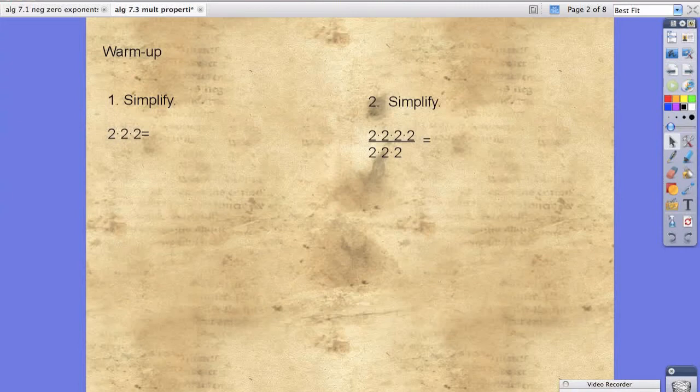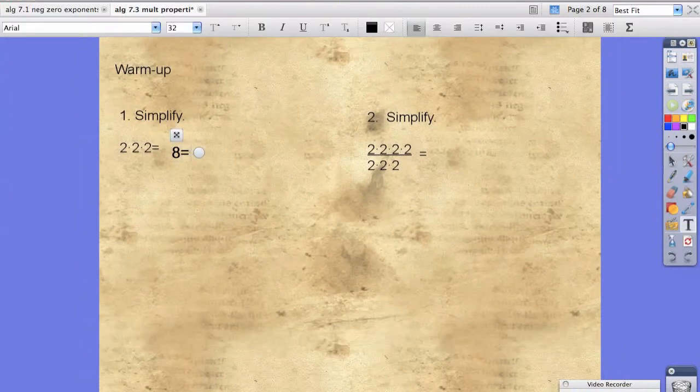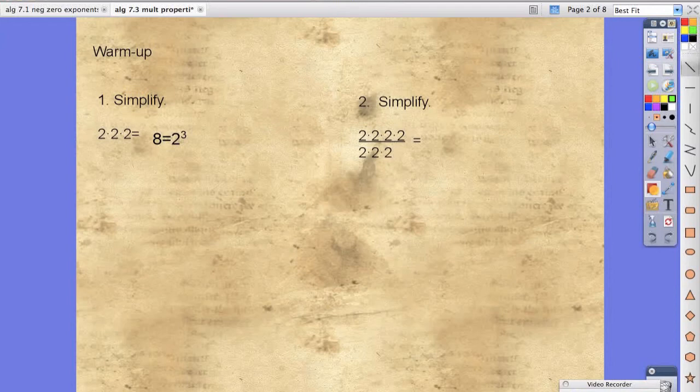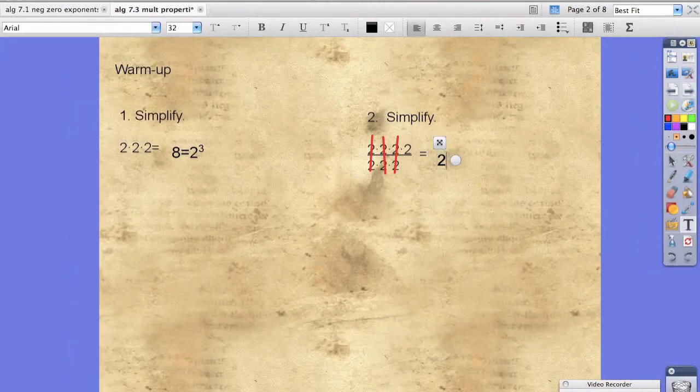Hopefully you've paused your screen and you'd realize that number 1, where it says simplify, 2 times 2 times 2 is 8, or 2 to the third power. And for number 2, hopefully you notice that you could cancel these things out. So this 2 divided by 2 cancels, leaving you with a 1. That cancels, leaving you with just 2.